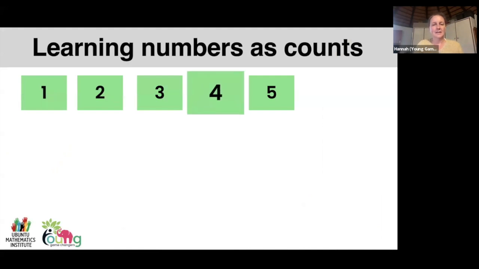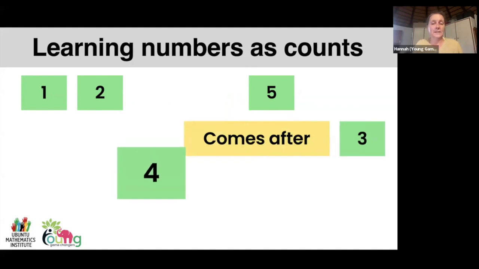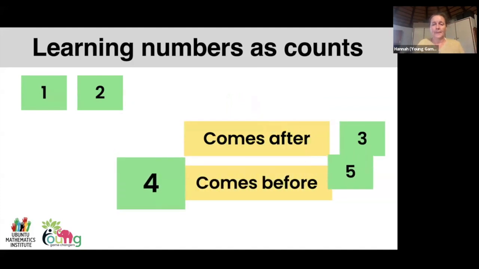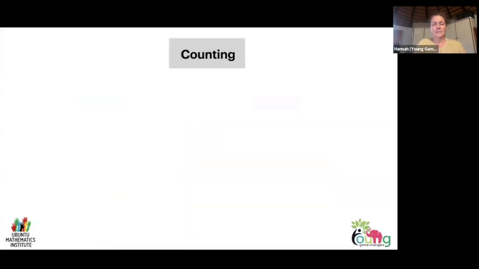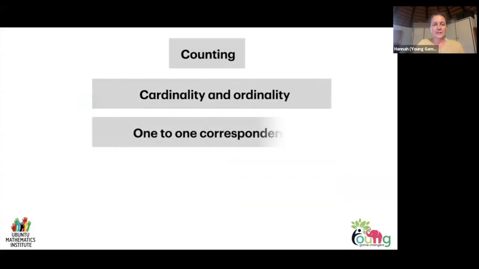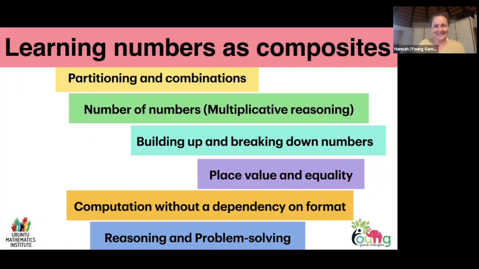So learning numbers as counts purely teaches them that 4 comes after 3 and before 5, and all of this is necessary. It's not wrong. But by the way, counting also teaches cardinality and ordinality, one-to-one correspondence, basic addition, and then, of course, mastering formats, as we've seen. And none of this is wrong. But it's such a small package compared to learning numbers as composites.